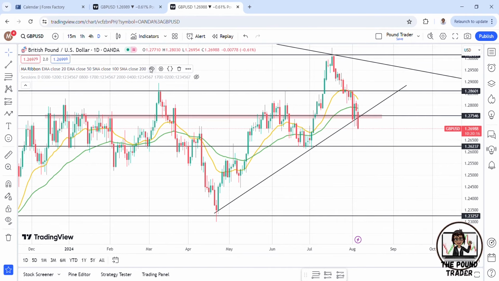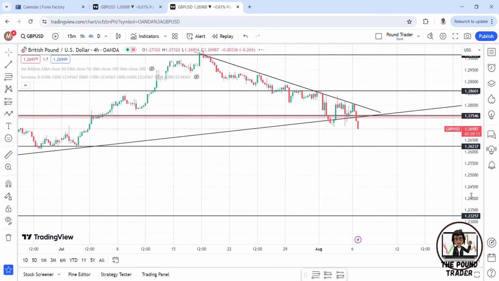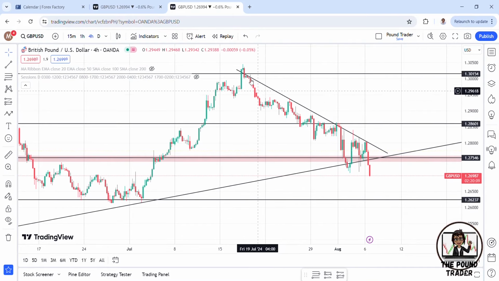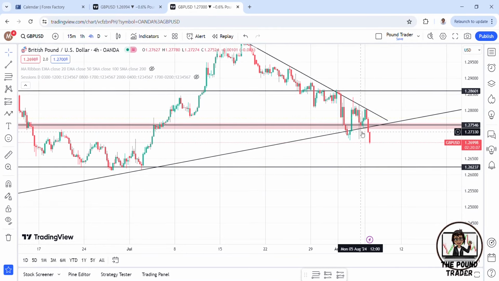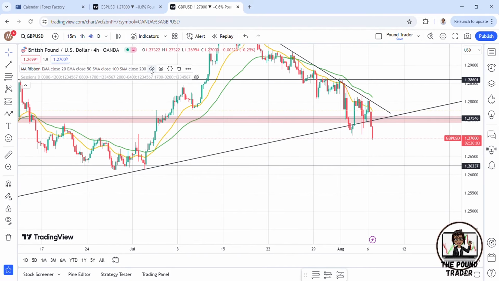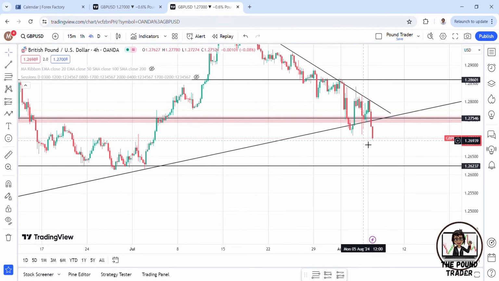Okay, so going over to the 4-hour time frame. Okay, and we can see the 4-hour time frame a bit more clearly now. We had this trend line. Price has broken below with lots of volume. Hopefully we can start getting that retracement. I don't know how far this will go.